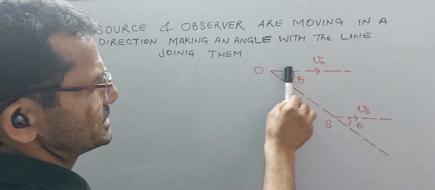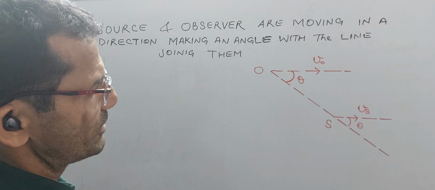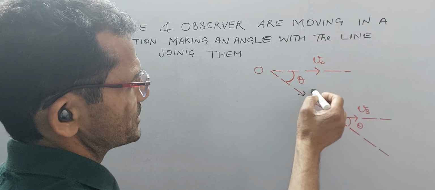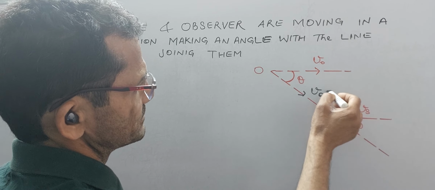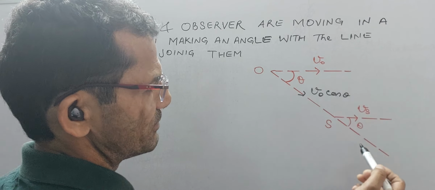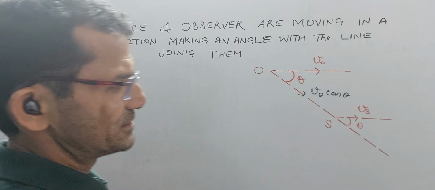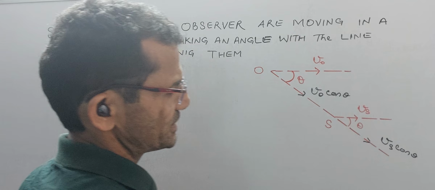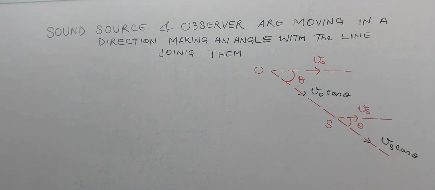Our velocity along this direction is V naught, and along this will be V naught cos theta, and our source is moving along this direction. So therefore the velocity of source along the line joining observer and source will be Vs cos theta. So in this way we can use the formulas of the earlier cases.